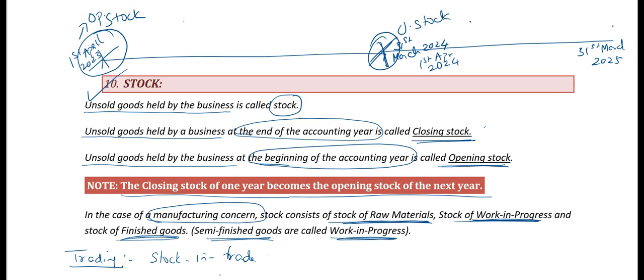So unsold goods which is held by the business is called stock. Unsold goods at the end of the accounting period is called closing stock. Unsold goods at the beginning of the accounting period will be called opening stock.